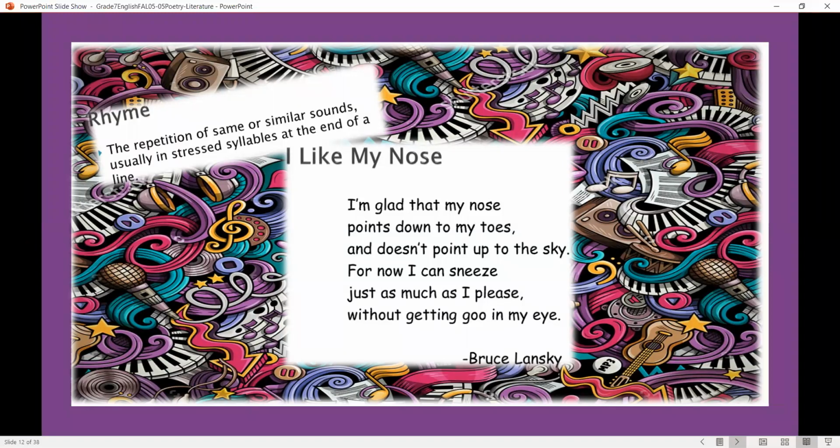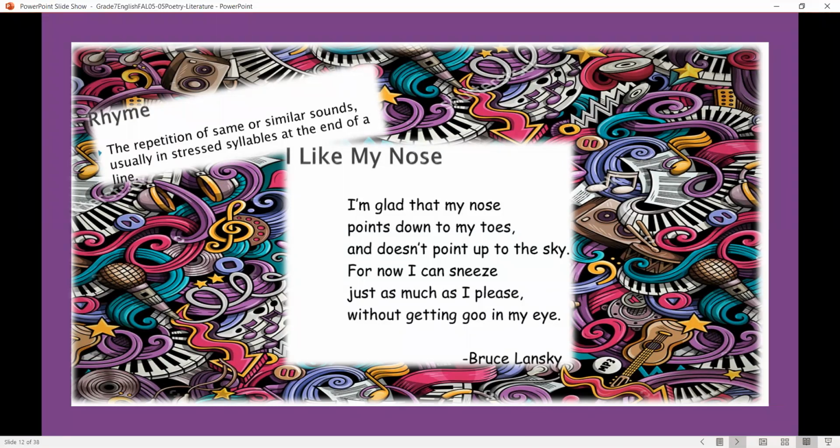Very good. So nose and toes rhyme. They are not spelled the same, but they still rhyme because they're at the end of the line and they sound the same. Sky and eye, yes, they rhyme.